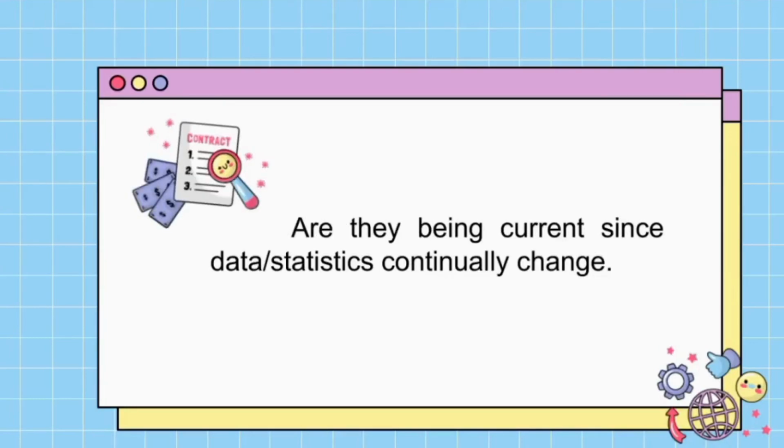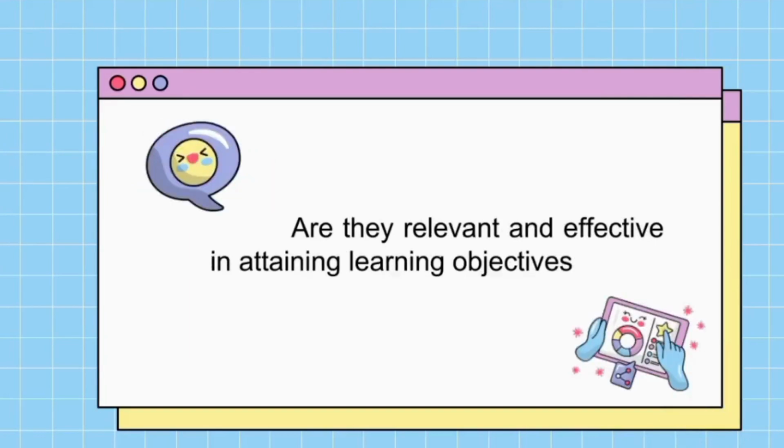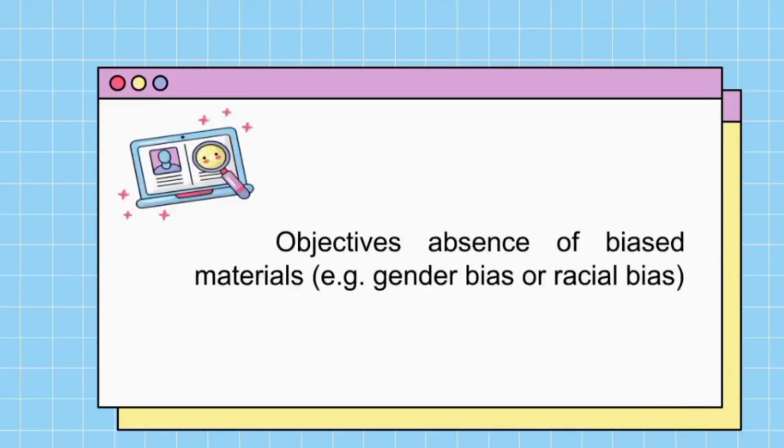Is the information current, since data and statistics continually change? Are they relevant and effective in attaining learning objectives? Objective absence of biased materials, for example, gender bias or racial bias.